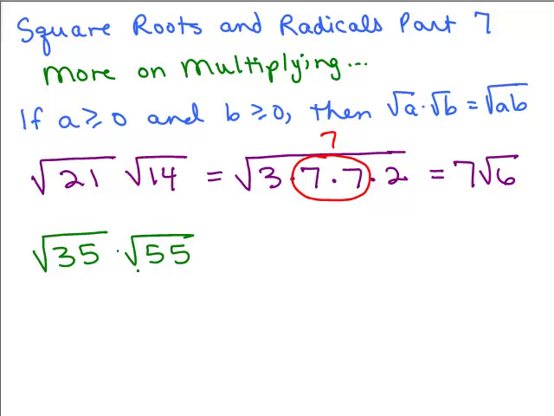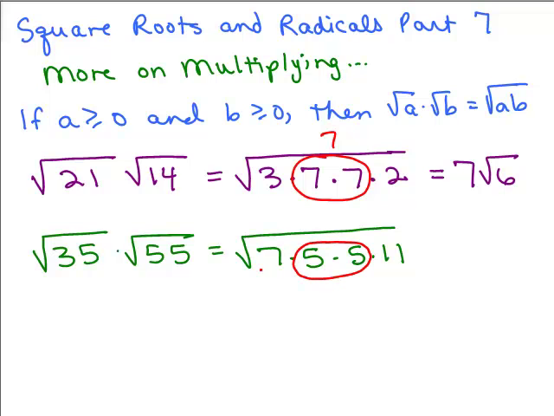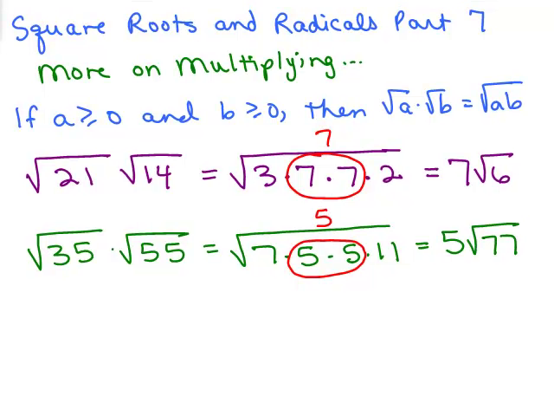All right, square root of 35 times the square root of 55. Can you figure out the common factor for both of those? 5. So I'm going to write 35 as 7 times 5, and 55 is 5 times 11. And that way I can see I've got two factors of 5, so a 5 pops out, right? That's the square root of 5 times 5. So 5 comes out, and what's left inside is 7 times 11, which is 77. So you see how that's working?